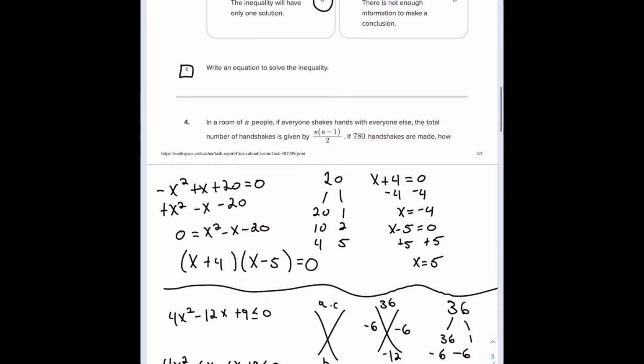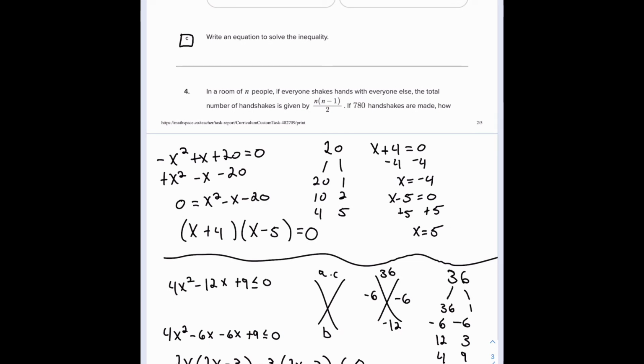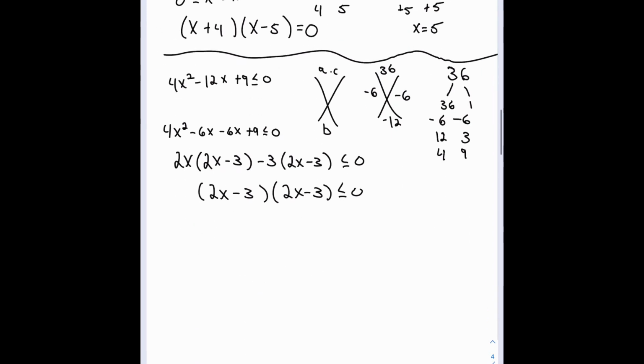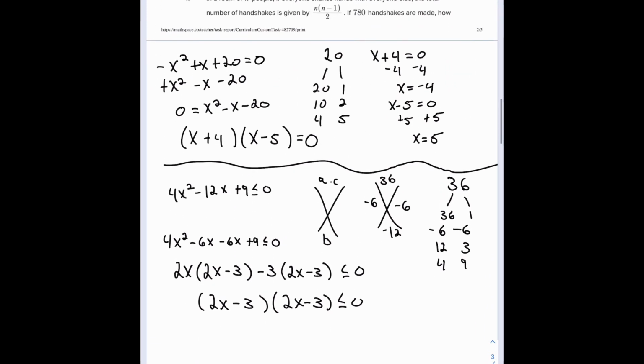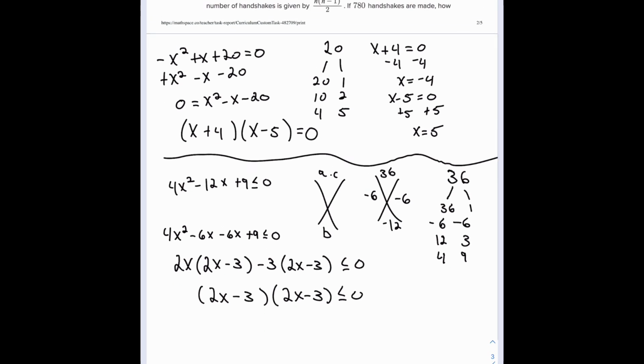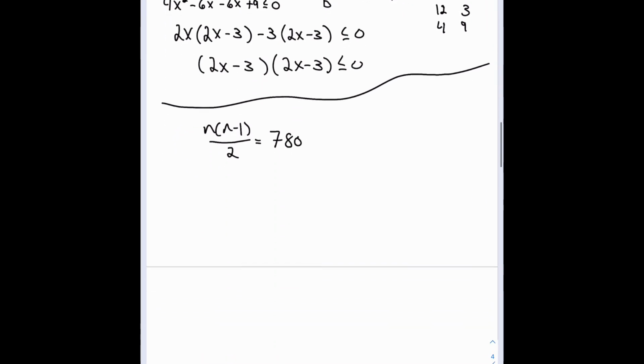Okay, and now we're on to part 4. In a room of n people, if everyone shakes hands with everyone else, the total number of handshakes is given by n times the quantity n minus 1, all over 2. If 780 handshakes are made, how many people are in the room? That's cut off, but that's what it's asking. So this gives us a number of handshakes, and we're also given a number of handshakes. So in my mind, that means we want to set this equal to the number of handshakes, and we're going to find out how many people are in the room.